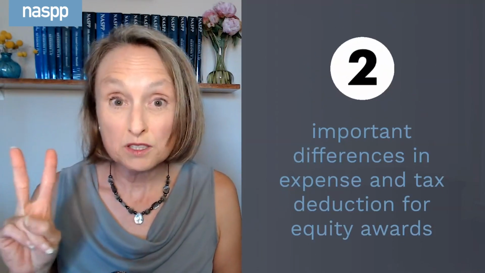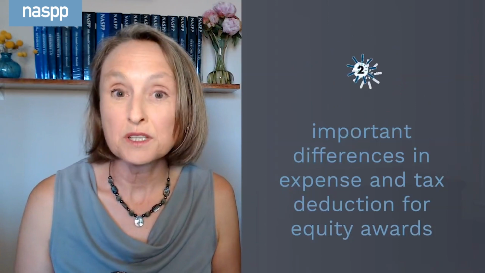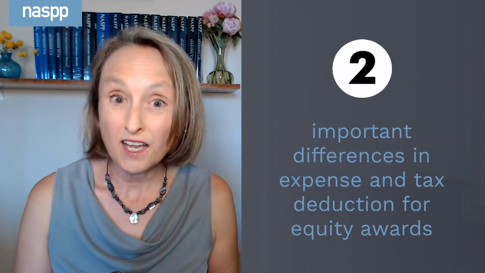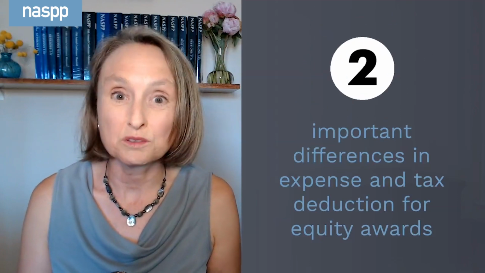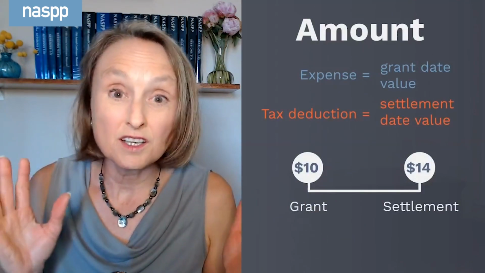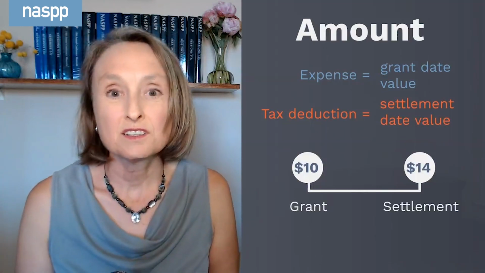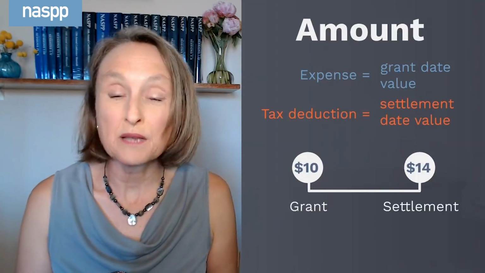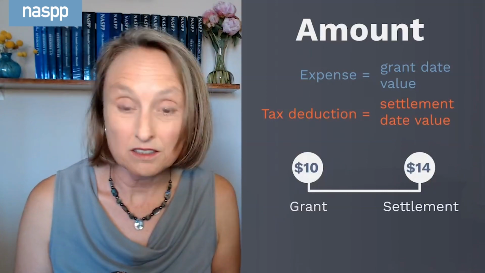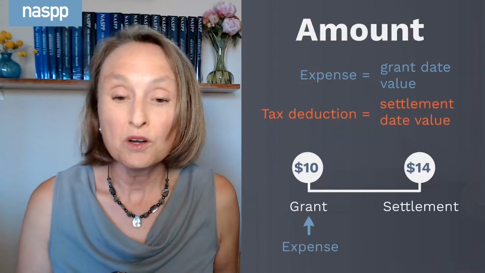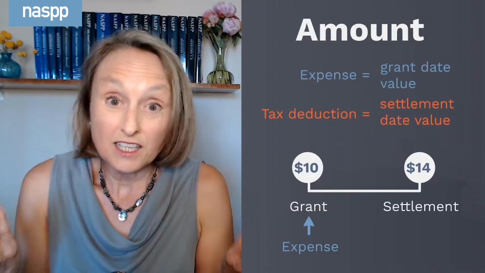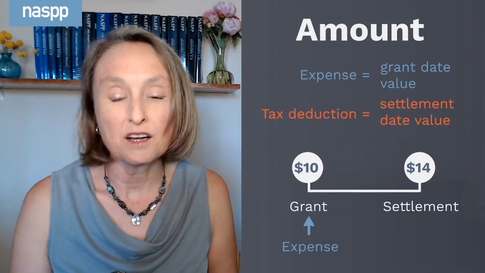There are two key ways that the expense a company recognizes for its equity awards differs from the tax deduction that it gets for those awards. The first is just in the amount. The expense that a company recognizes is based on the value of the arrangement at the time that it is granted. So here in my example, when we grant an award, it is worth $10 per share, and that's what our expense is going to be for that award.